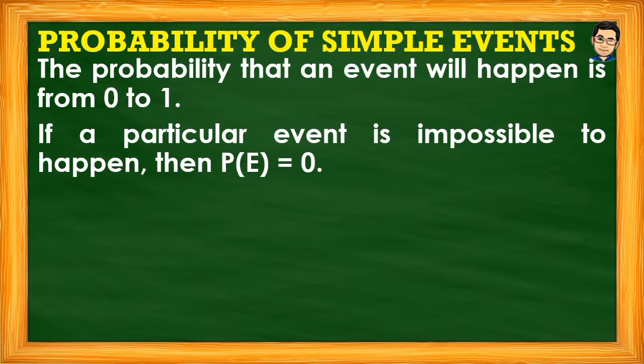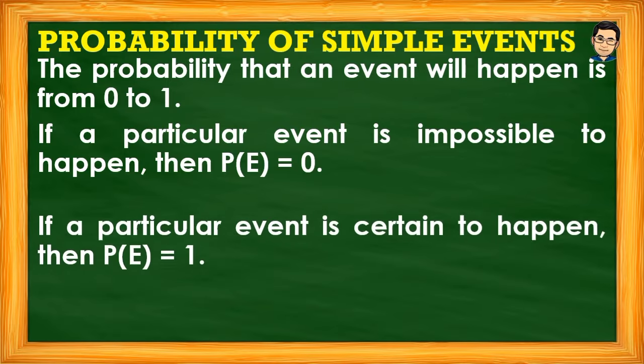Okay, so may mga events tayo or real life events na impossible to happen. Like for example, if today is Tuesday, tomorrow is Friday. So that event is impossible to happen. So probability of E is equal to 0. It's because kung Tuesday ngayon, probably Wednesday po bukas, hindi po Friday. So impossible na maging Friday.